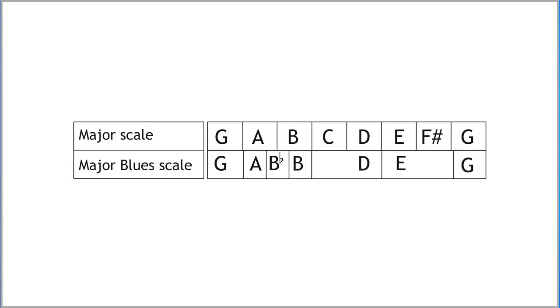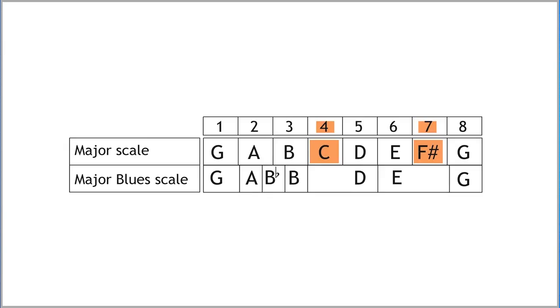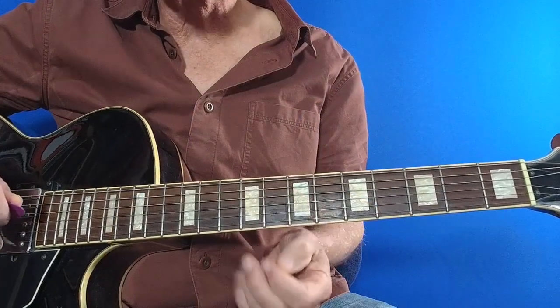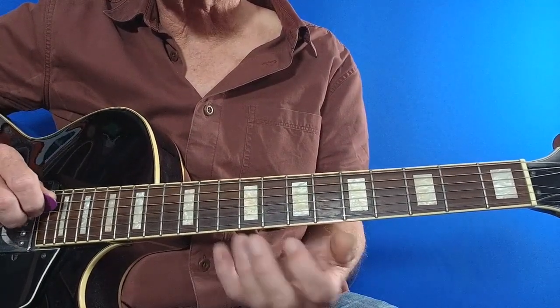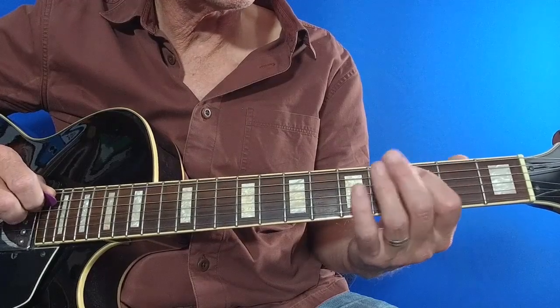Melody notes for major key songs nearly always come from the major scale. If we compare the G major scale with the G major blues scale, we can see that there are two notes in the major scale that aren't covered by the major blues scale. The C and the F sharp, the 4th and 7th notes of the major scale. These notes are pretty easy to locate. The C is 1 fret higher than the run of 3 traffic light notes.